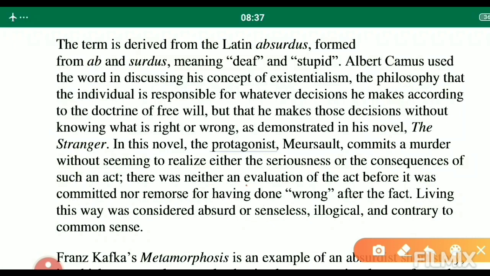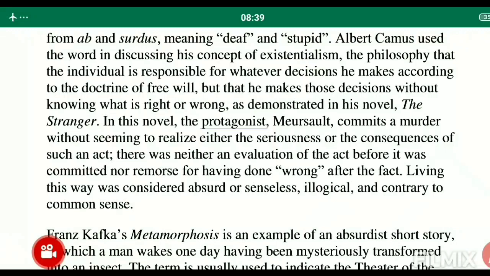There was neither an evaluation of the act before it was committed nor remorse for having done wrong after the fact. Living this way was considered absurd or senseless, illogical, and contrary to common sense. So, in this particular novel, the protagonist commits a murder without even getting into the depth of the seriousness or the consequences of such an act.